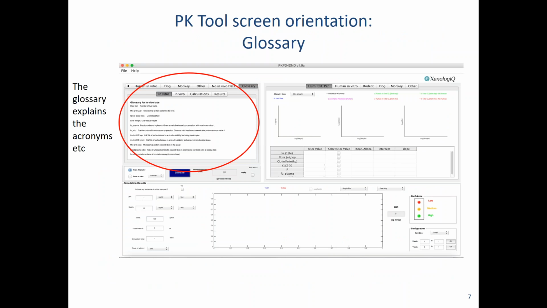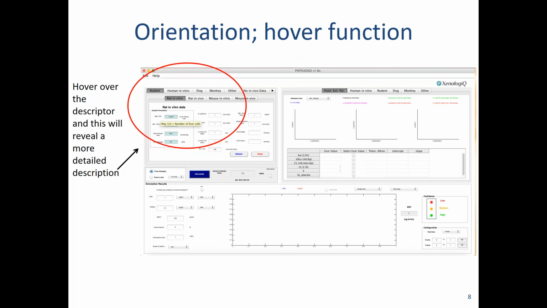In terms of an orientation to the PK tool itself, this is what the screen looks like. So it does have a glossary within it, so you can see these tabs on the top left here. One of them is glossary, and you can click through for terms in vitro, in vivo, and some of the calculations. So there is some online support to understand some of the acronyms and what some of those terms mean if you look over those. And also there is a hover function. So if you hover over things like the text for, apologies, this is so small on the screen, but this is hepatic clearance, hepatic cell rather, it'll tell you what that box is expecting. So it gives you a little more guidance about what numbers are expected in these boxes.